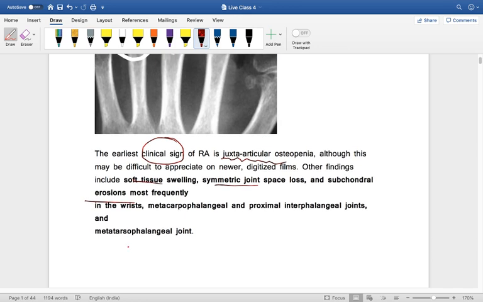Now, what joints are involved, doc? Typically wrists, metacarpophalangeal, proximal interphalangeal, metatarsophalangeal, but not distal interphalangeal. Distal interphalangeal joint involvement is a feature of osteoarthritis and psoriatic arthritis, but not rheumatoid arthritis, is what you have to remember.